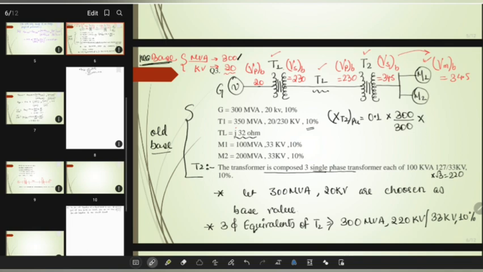into old kV base square. So what will be the old kV base if we refer to primary side? That is 220 square divided by, what is the base value, new kV base? That is 230. So this will give you 0.915 per unit. Okay.